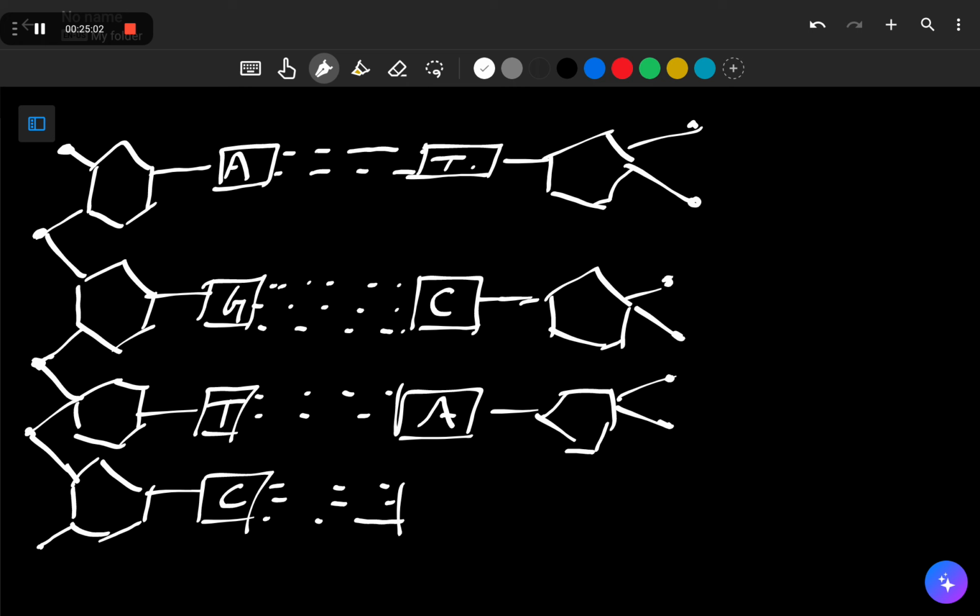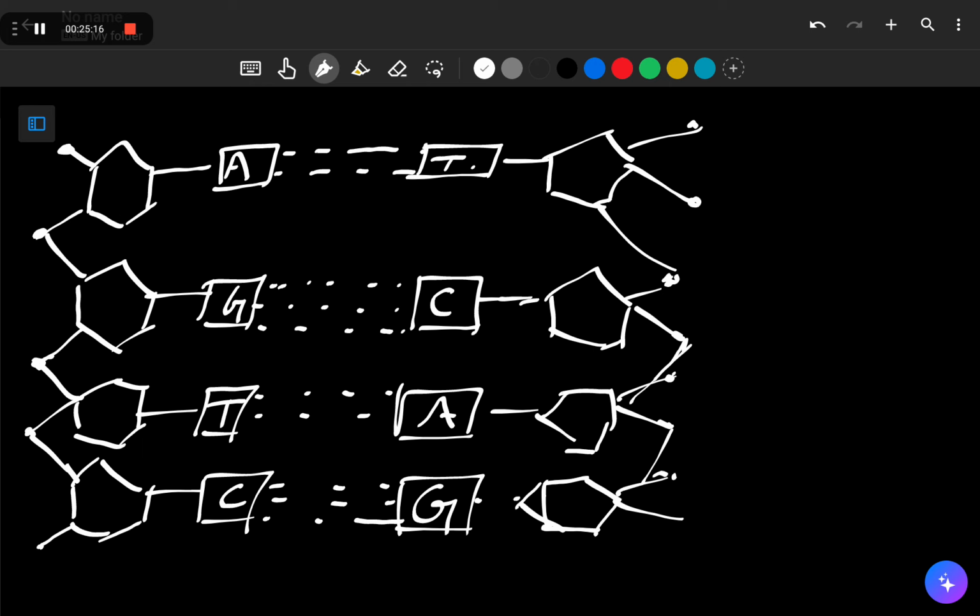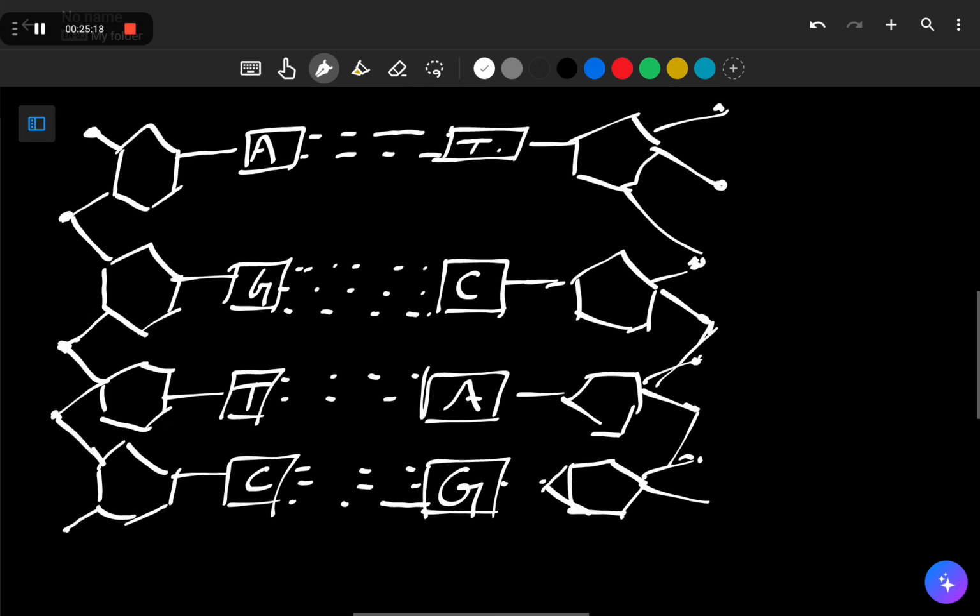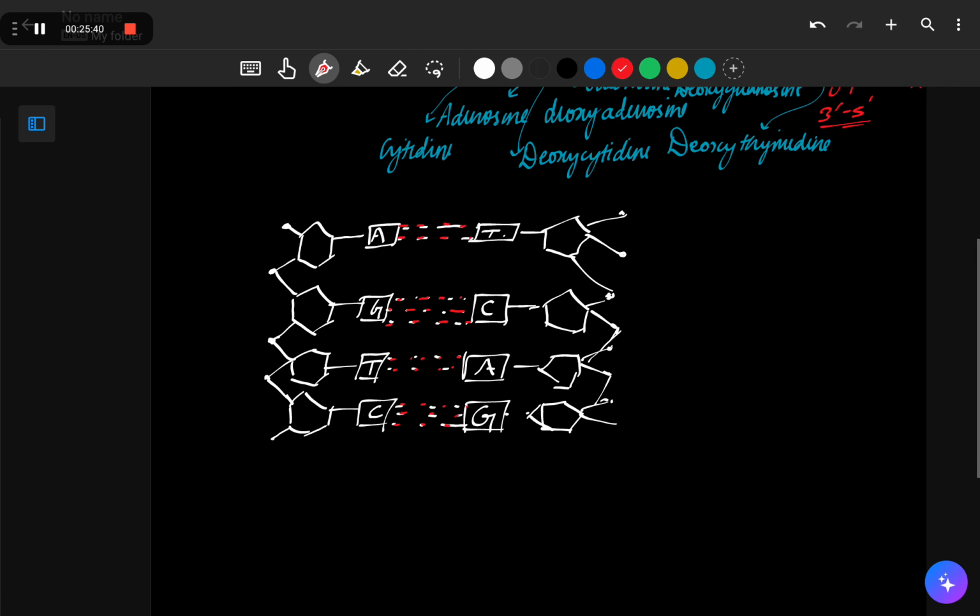Cytosine will form a triple bond with guanine, and again a bond. This is how the hydrogen bond will form. Here I have used a dotted line, right? Now highlighted in red color. It is what is called hydrogen bonding. Got it? Red color is the hydrogen bonding. You saw diagrammatically how the hydrogen bonding will be formed. Clear? Now we are clear with the hydrogen bonding.